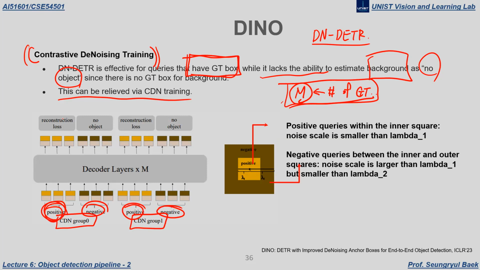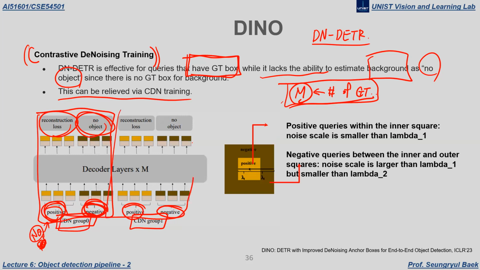For the positive queries, they are trained to reconstruct the ground truth. This is the denoised, this is the noised query from the ground truth. But for the negative queries, we map them to no object. These paired queries become one CDN group. This becomes another CDN group.